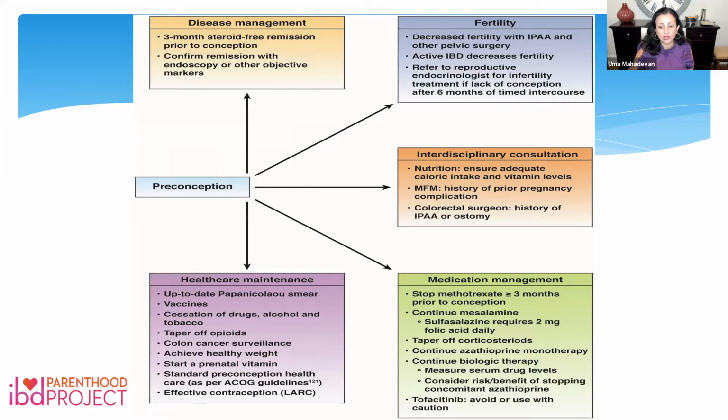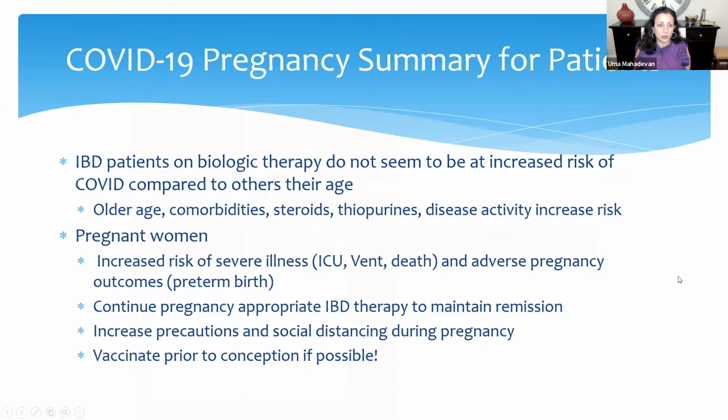You want them to taper off corticosteroids, and you can continue azathioprine and you can continue biologics throughout pregnancy. I will often check a drug level, and if they have good drug levels at trough and they're on azathioprine purely for immunogenicity, I'll consider stopping the azathioprine and having them on monotherapy. Tofacitinib, a little bit more controversial, and there, if you can avoid it, particularly in the first trimester, I would.